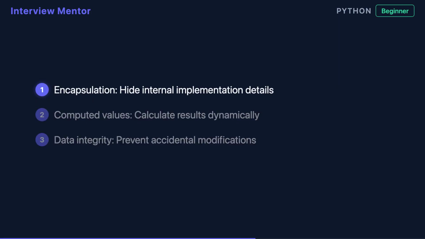Why use read-only properties? First, encapsulation. You hide internal implementation. Second, computed values. Properties can calculate results on the fly. Third, data integrity. You prevent accidental modifications that could break your object's state.